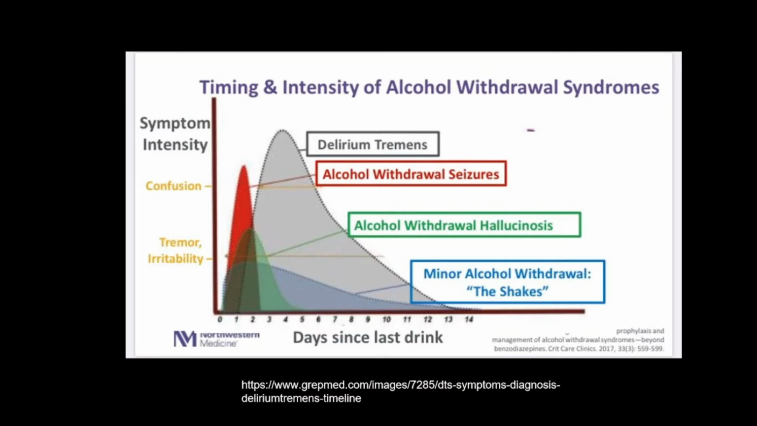Alcohol withdrawal and delirium tremens, very, very high yield topic for every shelf, as I just mentioned. So basically within the first couple of days, patients can start having withdrawal symptoms, and delirium tremens can begin typically around 48 hours, but in this diagram it looks like 24 hours is when it begins, and it peaks around 72 or 96 hours.